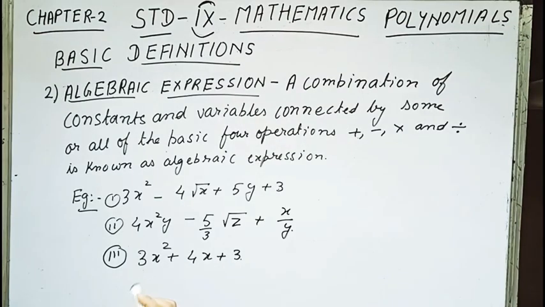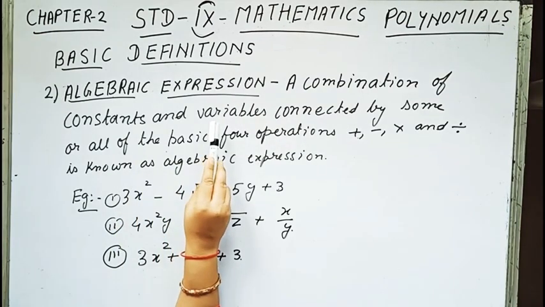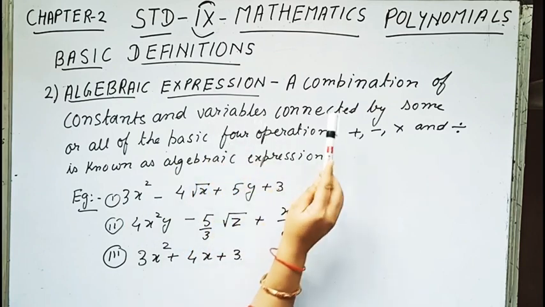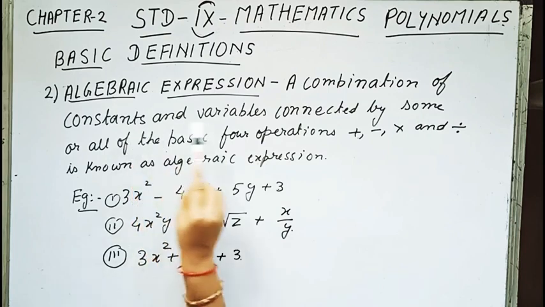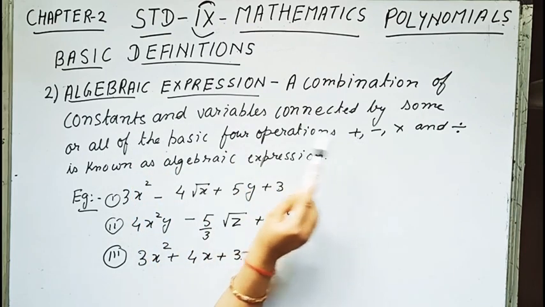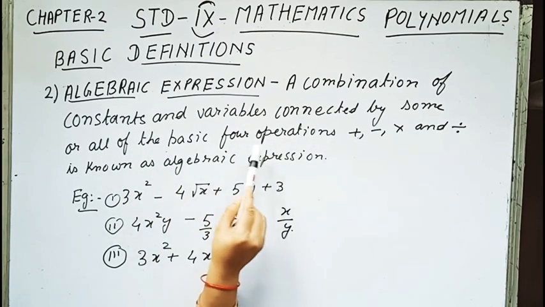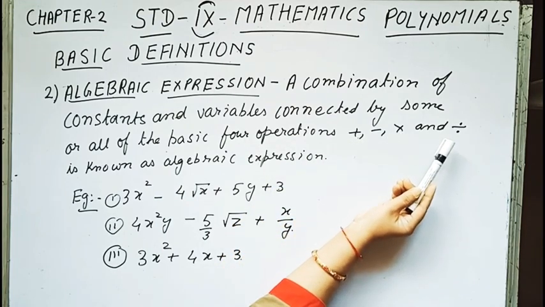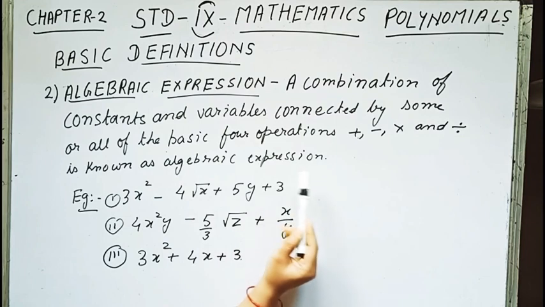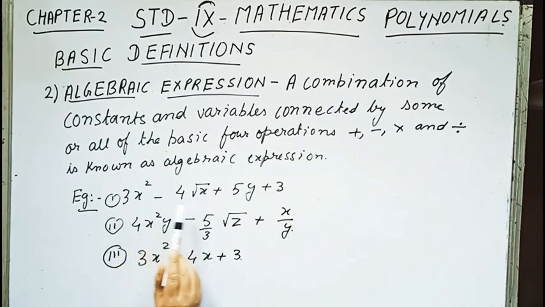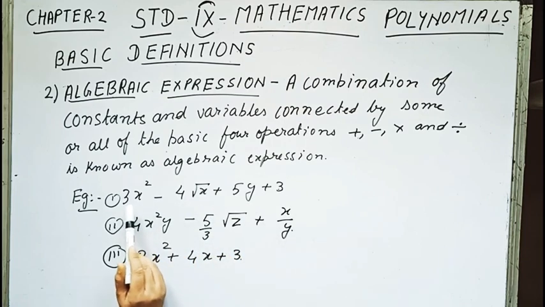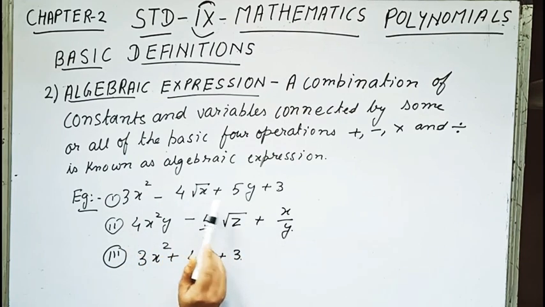The second definition is the definition of algebraic expression. Now, what is an algebraic expression? A combination of constants and variables connected by some or all of the basic 4 operations, that is plus, minus, into and division, is known as algebraic expression. For example, 3x square minus 4 root x plus 5y plus 3. Here the operations you can see: multiplication, minus, plus and so on.